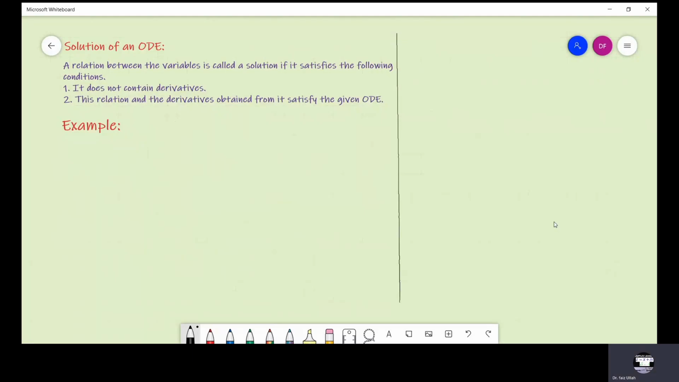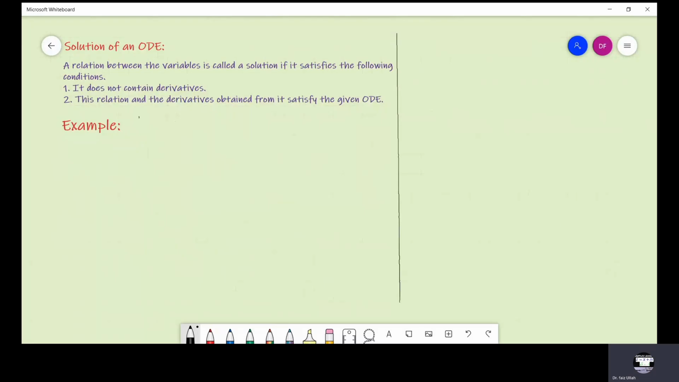What is the solution of an ordinary differential equation? Let us see the definition. A relation between the dependent and independent variables is called a solution if it satisfies the following two conditions. Number one, it does not contain derivatives. Number two, this relation and the derivatives obtained from it satisfy the given ordinary differential equation. Let us explain it by an example.